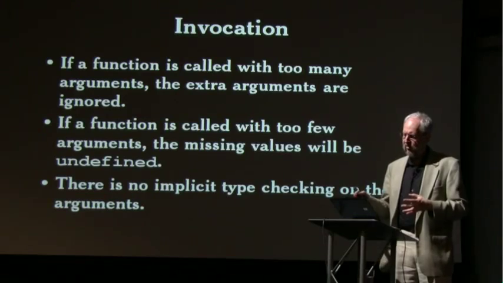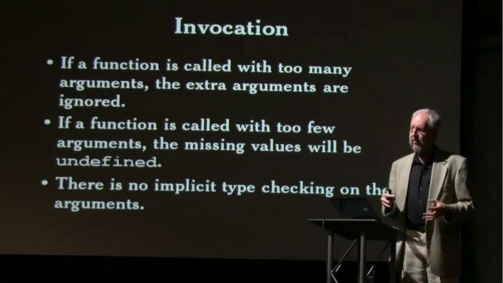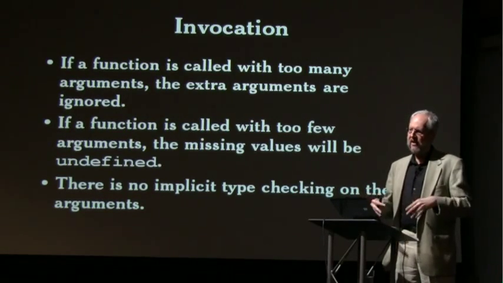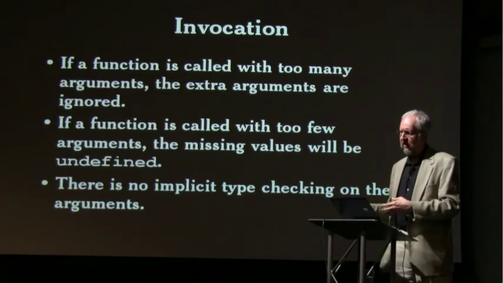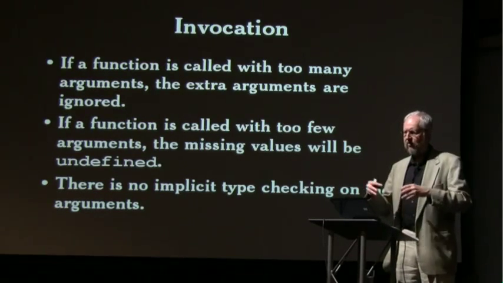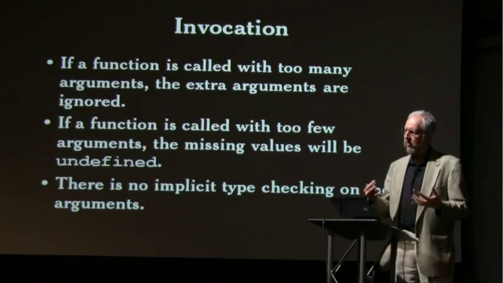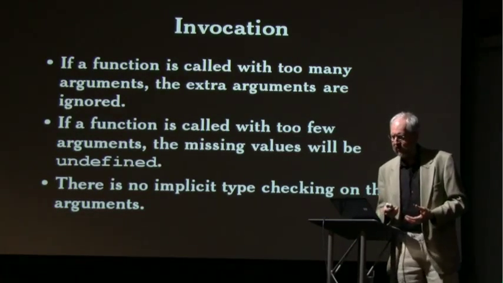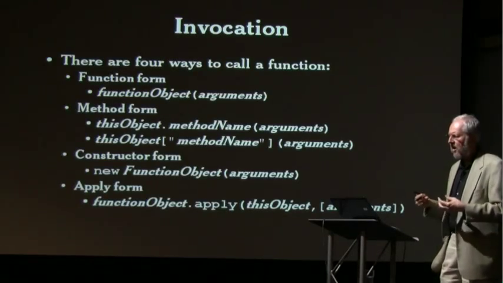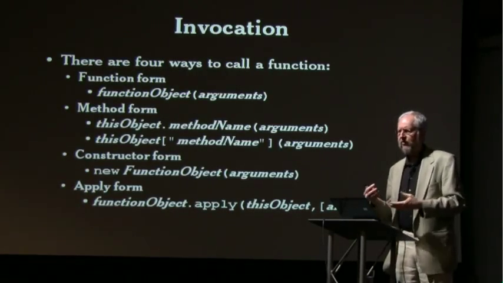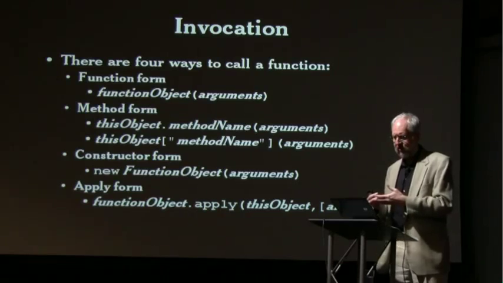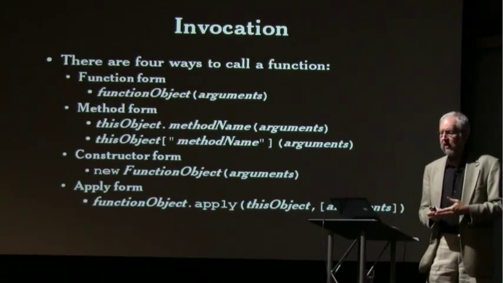So if you want to find out about them, they're still accessible to you. If a function is called with too few arguments, that's not an error either. It will fill in undefined for any things that you did not include. And there's no implicit type checking at all. So if the types of the parameters are important to you, you need to check them yourself within your function. There are 4 ways to call a function. There's the function form, the method form, the constructor form, and the apply form.